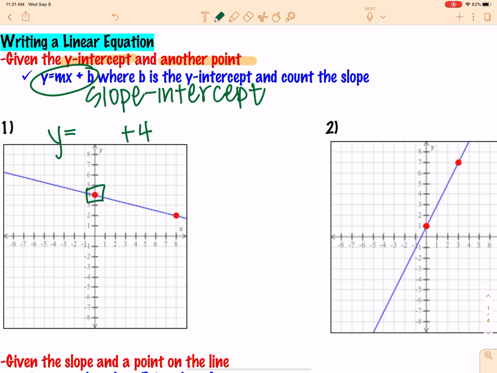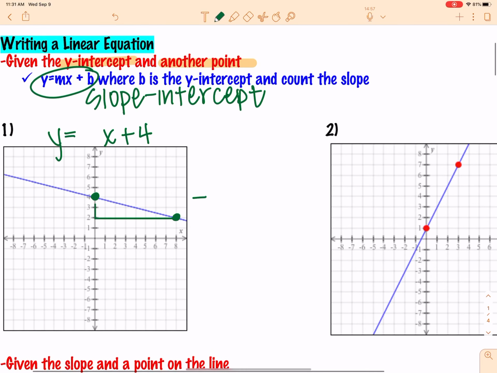Then all you have to do is find the slope and put it in front of x, and we're done. So you count from the y-intercept to the other point. We're going to go down 2 over 8. So down 2 over 8, and you simplify, of course, to -1 over 4, and that's what your slope is. So this is the equation of your line.